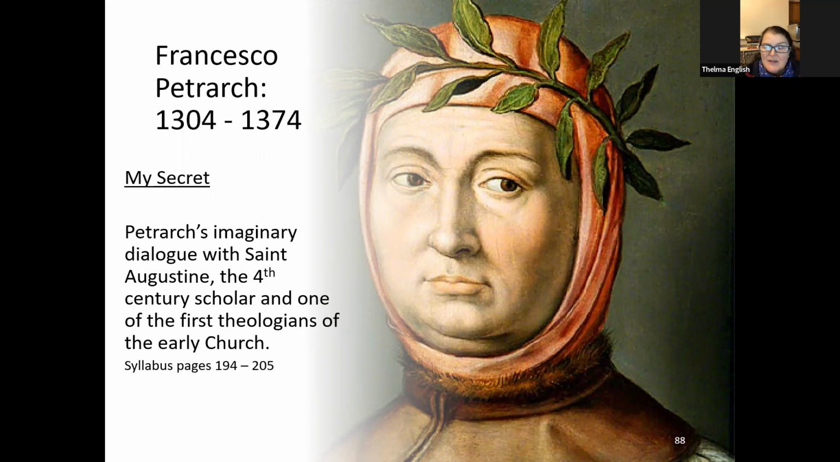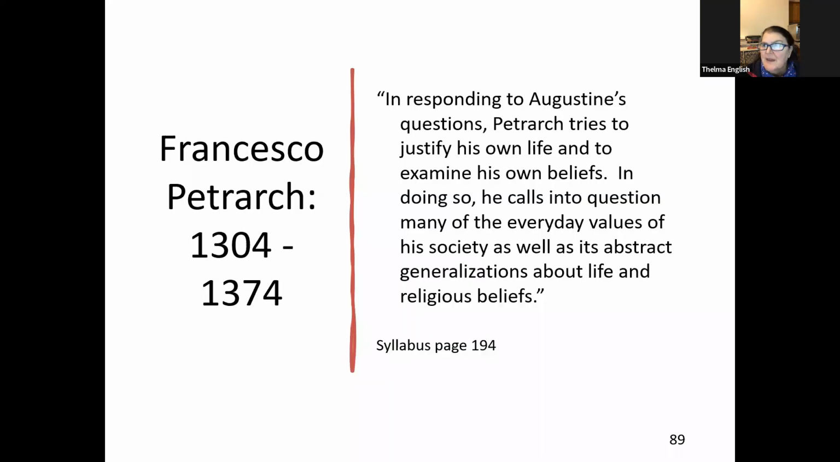And remember, he's talking to St. Augustine. In responding to Augustine's questions, Petrarch tries to justify his own life and to examine his own beliefs. In doing so, he calls into question many of the everyday values of his society, as well as its abstract generalizations about life and religious beliefs. And this is straight from page 194, the top of the second column.